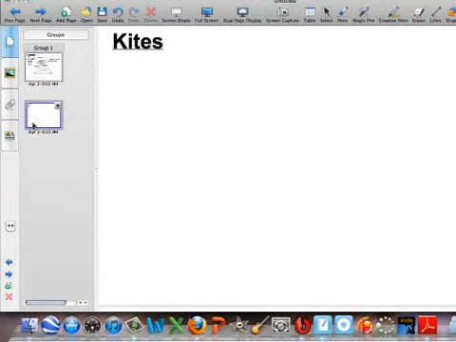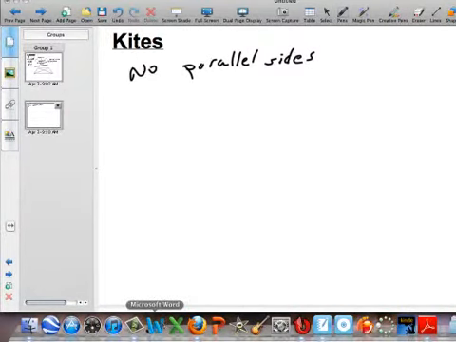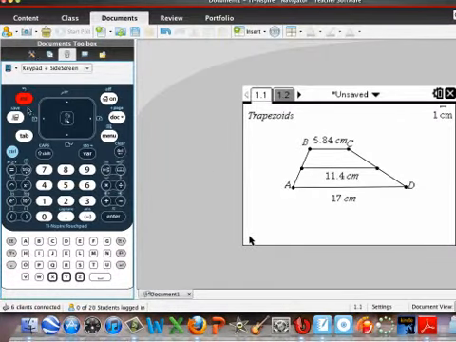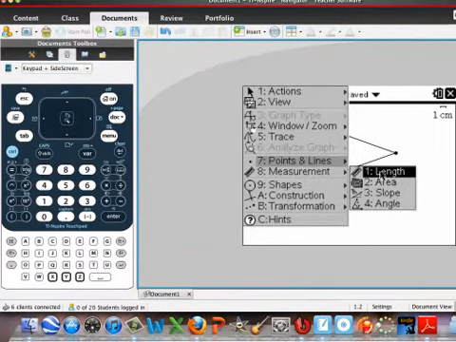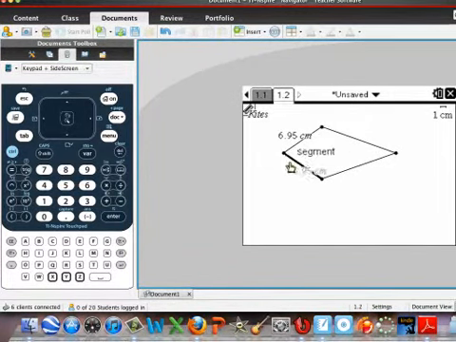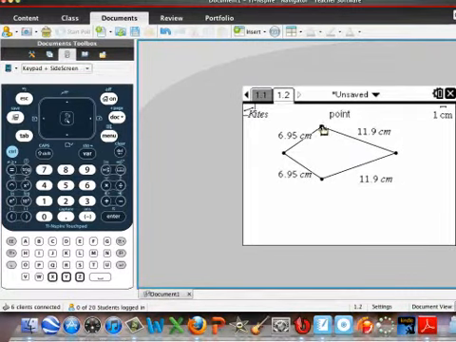The next thing I want to talk about is a kite. You remember, kites are basically a quadrilateral with no parallel sides. But kites are actually kind of cool, because if we look here, we have a kite. And a couple things I want you to notice about the kites. Even though we don't have any parallel sides, we actually have two pairs of congruent sides. So in effect, you actually have two isosceles triangles that share the same base. That's really what a kite is. It's just two isosceles triangles.